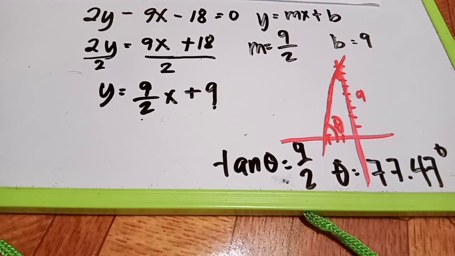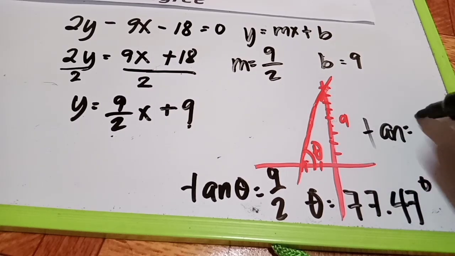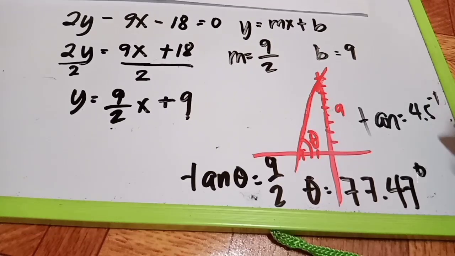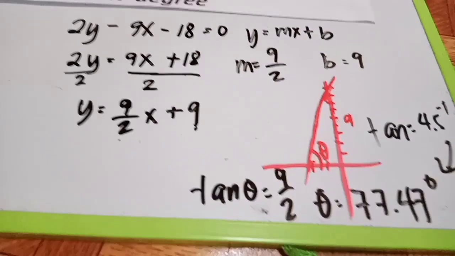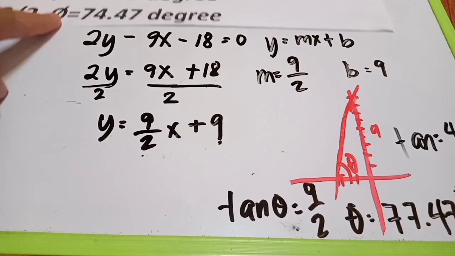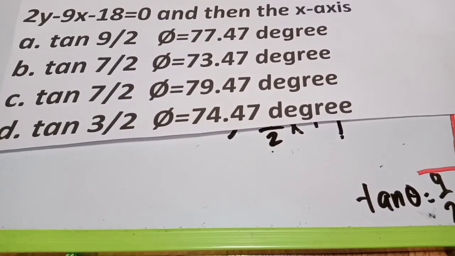And then after that, 9 divided by 2 is equal to 4.5. So, tangent inverse of 4.5, we will get in degrees. Take note. Tangent inverse of 4.5, and this will be the degree 77.47. So, the answer is letter A. Take note, letter A.